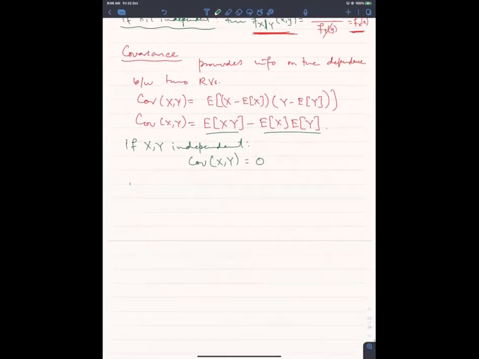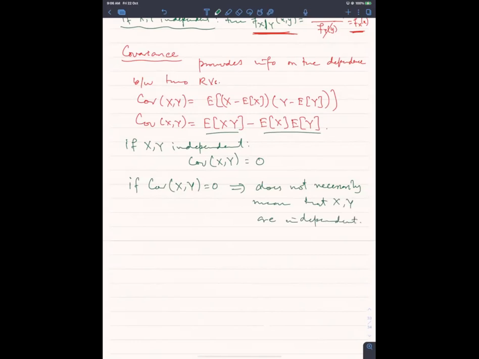But if covariance between x and y is equal to 0, it does not necessarily mean that x and y are independent. Does not necessarily. They can be independent, but it's not necessarily true.